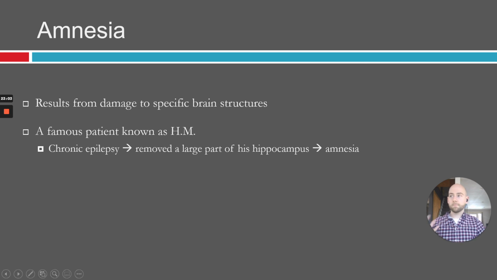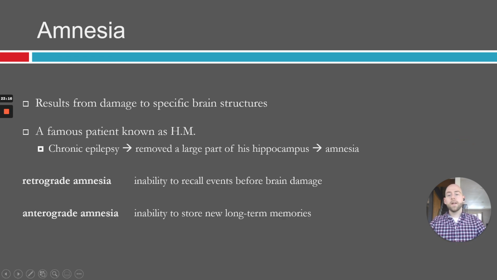So his living in an institution and being a participant for decades in different studies helped people learn a lot about the function of the hippocampus in memory. His particular type of memory problem was anterograde amnesia, that he could not form new memories. Retrograde amnesia, retro is in the past, is not recalling events before brain damage. So when someone in a movie gets an injury and forgets who they are and what their name is and what their job is and where they live, that's retrograde amnesia, forgetting about the past.